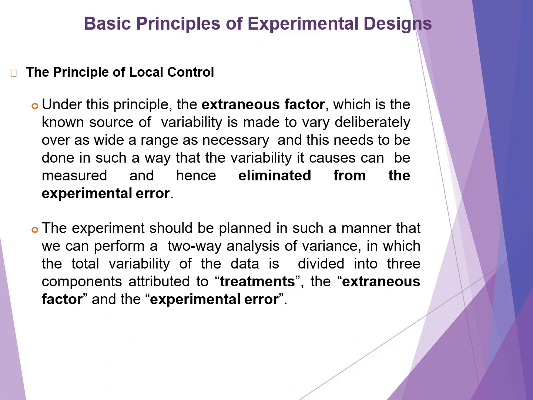And the experiment should be planned in such a way that we can perform a two-way analysis of variation, in which the total variability of data is divided into three components, that is treatment, extraneous factor and experimental error. All these methods and principles are going to eliminate the experimental error from our experiment.